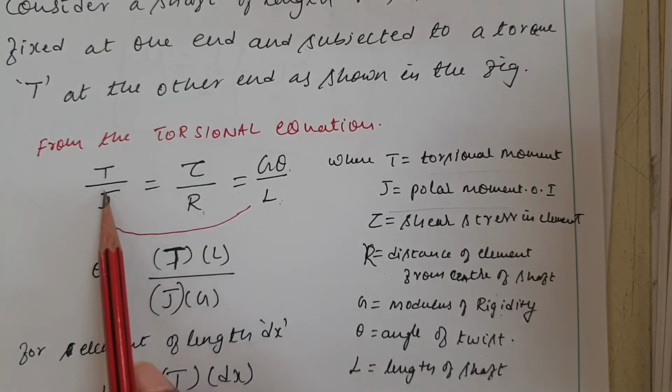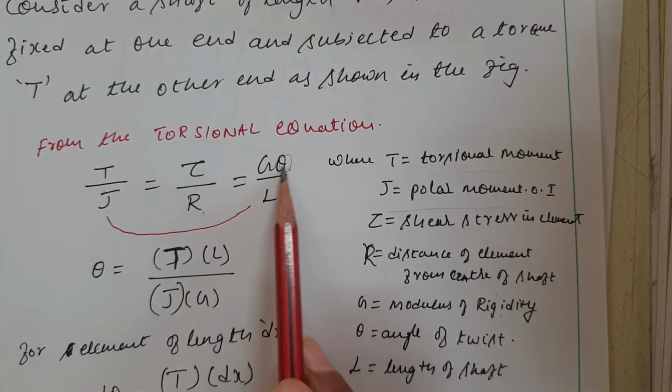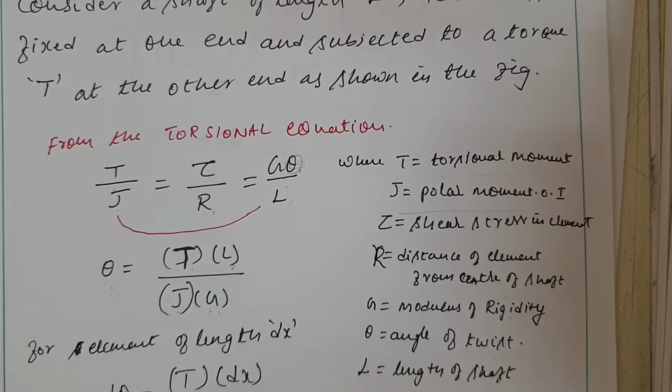Only these two we can equate now. Just these two I am equating, and I am considering the theta value. Then theta will be equal to T into L divided by J into G. J is the polar moment, G is the modulus of rigidity, T is the torsional moment, and L is the length of the shaft.